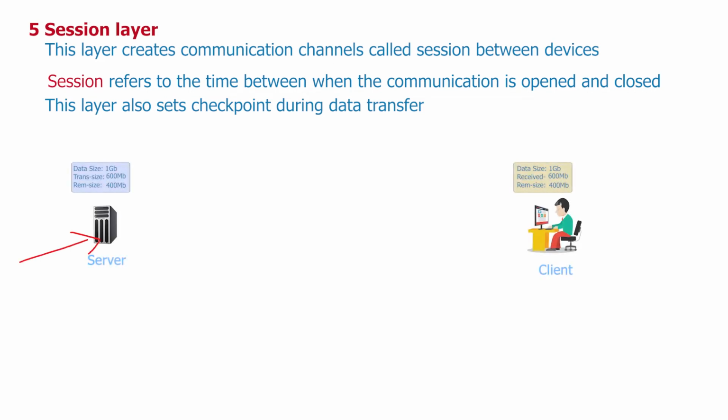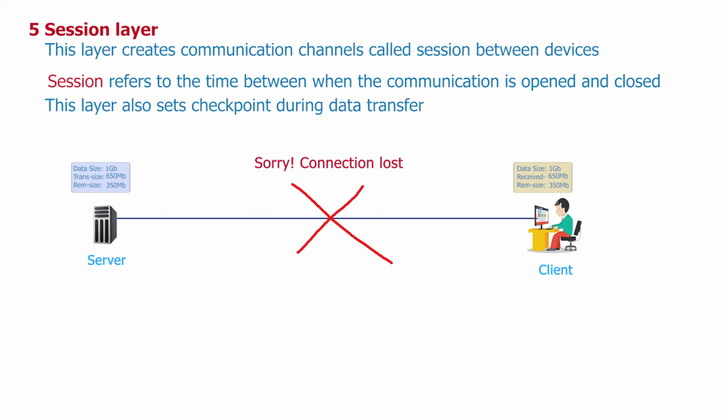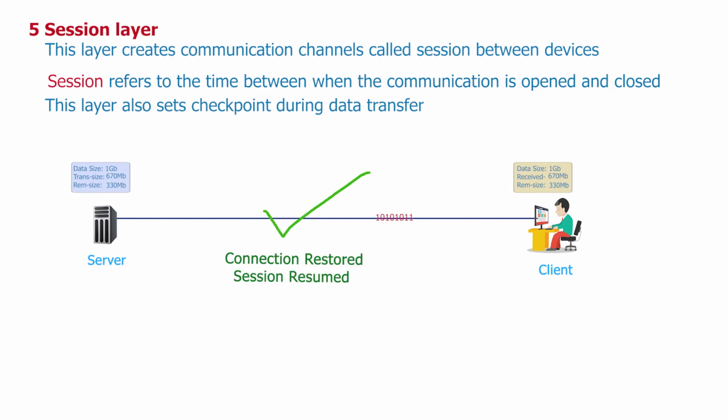For example, if this server is in the process of transmitting 1 GB of data to this client, a checkpoint would be set, keeping record of already transmitted data size. So in case there is an interruption during the process, the session could resume from where it ended when the connection is restored. This is one of the reasons why you can continue your downloads after interruption in applicable programs.